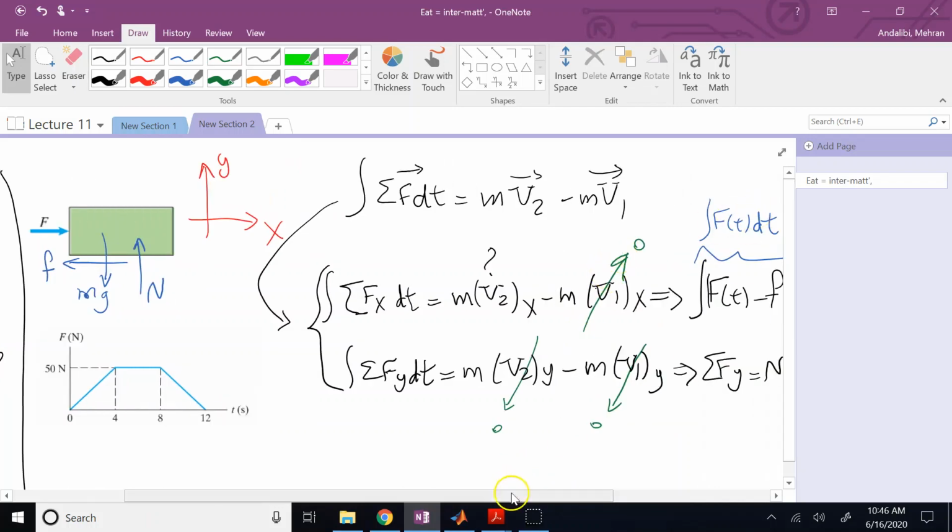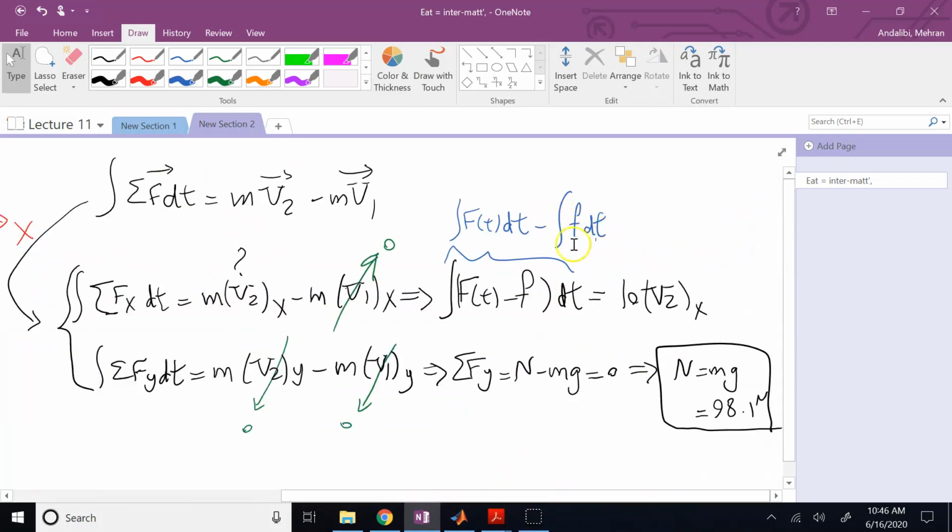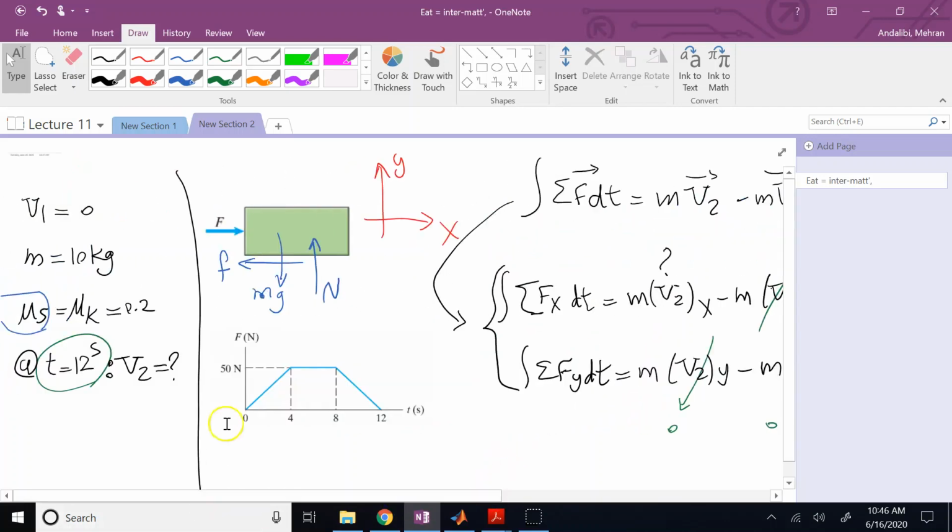This is the integral of friction, and typically we know friction is a constant number, it doesn't change versus time, so I can bring it out, and so this is going to be f delta t. The only problem is, what is f? What formula should I use for f? Is it fk? How do I know? Especially in the beginning, right?